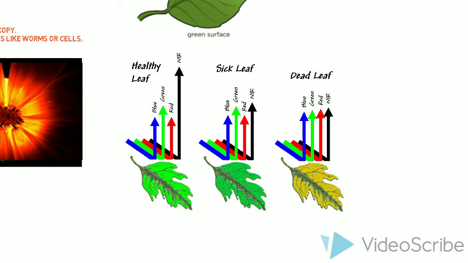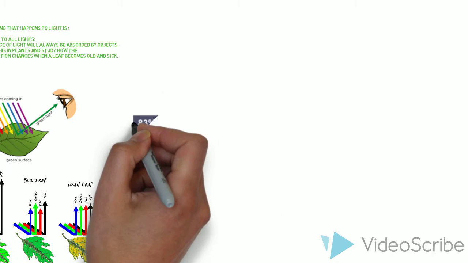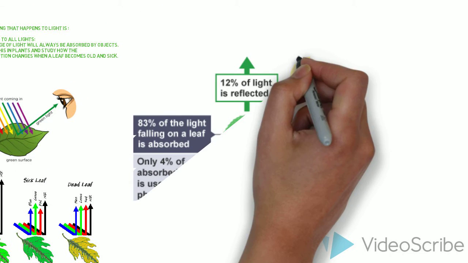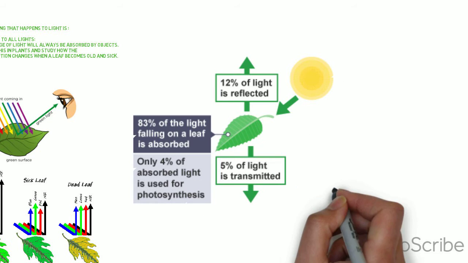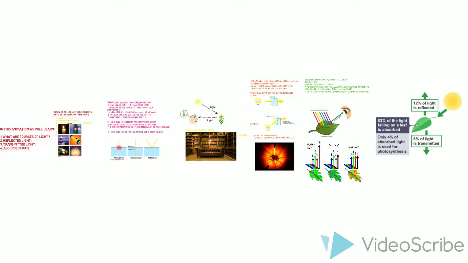We can use this to study leaves and whether they are dead or sick. We can study this by the amount of light they give us. And a percentage of light is always absorbed. So when the sun's light falls on a leaf, 83% of it is absorbed. It is taken up by the leaf, and 5% is transmitted.